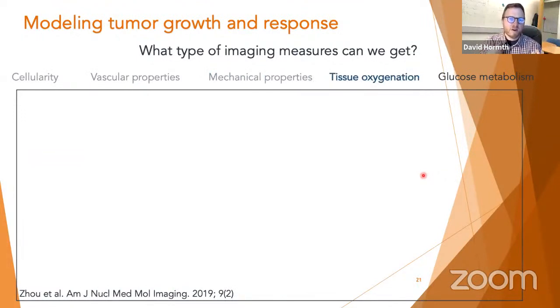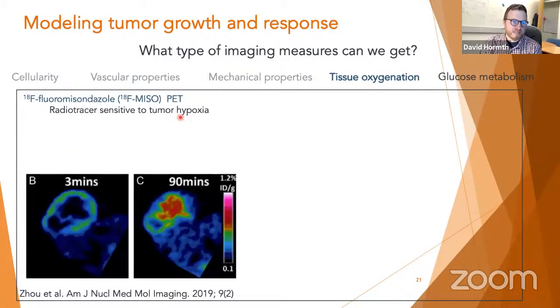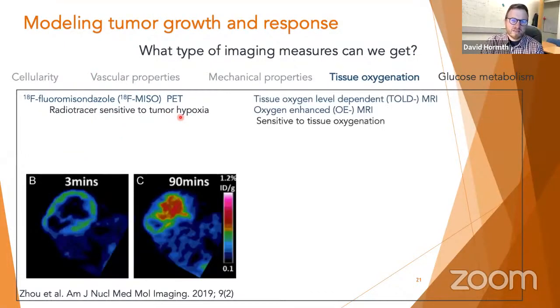And for radiation therapy, one of the approaches that we're really interested in is tissue oxygenation. So there are PET approaches to measure this tissue oxygenation or tumor hypoxia, such as 18F-MISO. And then there's also MRI approaches that are gaining traction right now, such as tissue oxygen level dependent MRI or oxygen enhanced MRI.